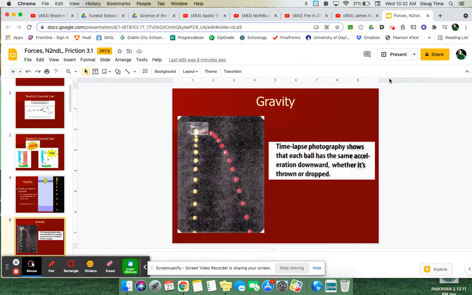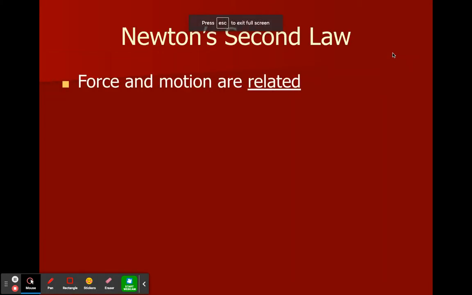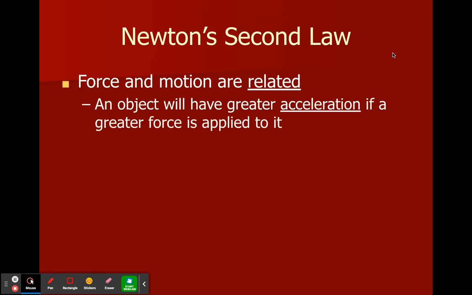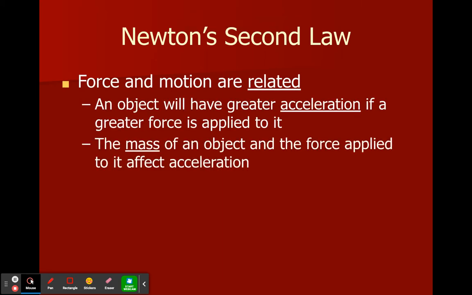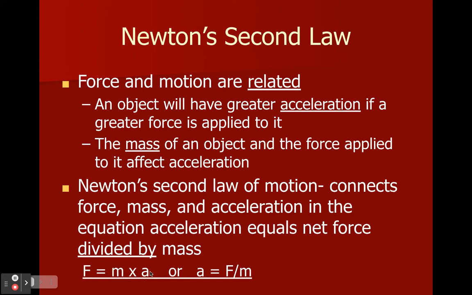Alrighty, back over here. Told you we'd be jumping back and forth a lot. Okay? So, Newton's second law. Force and motion are related. An object will have a greater acceleration if a greater force is applied to it. The mass of an object and the force applied to it affect acceleration. Newton's second law of motion connects these by that equation we talked about: F equals ma, or a equals F divided by m if you solve for a.